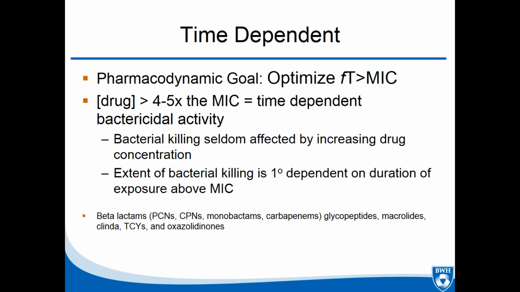They're time-dependent in their killing, and so we want to optimize the time above MIC. And so we want the medication to be at a serum level of 4 to 5 times the minimum inhibitory concentration for at least 50% of the drug dosing interval. So bacterial killing is seldom affected by increasing the drug concentration. The peak doesn't necessarily matter as much; it's more keeping it substantially above the MIC for a greater period of time.